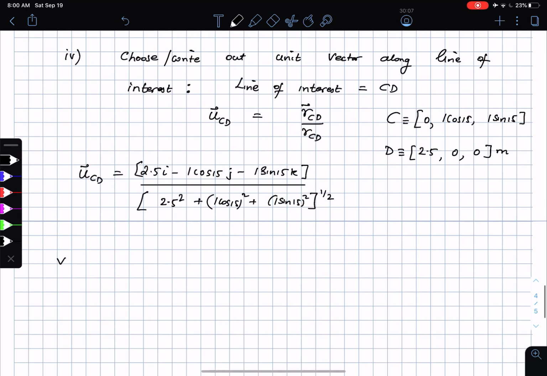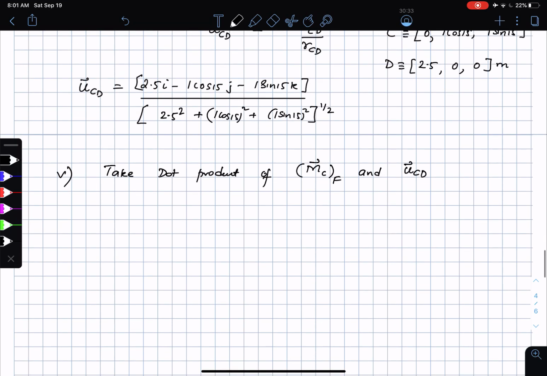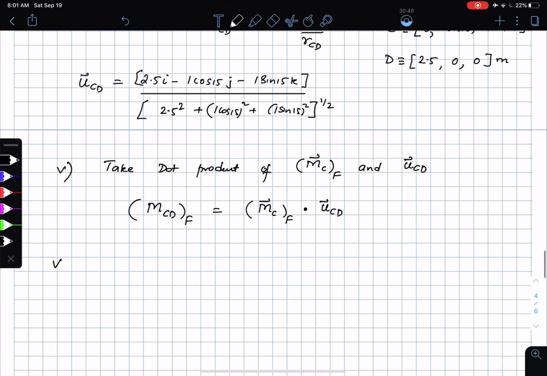And then my next step is to take the dot product of MC with respect to F and the unit vector UCD. Same procedure: I write the force as a vector, choose a point on the axis of interest, then I find the moment of the force about the chosen point, then I write the unit vector along the line of interest, and then I take the dot product. Okay, so then this is going to give me MCD due to the force F. This is going to be MC due to the force F dot the UCD. And I'm going to go to the next step, to write it as a Cartesian vector.